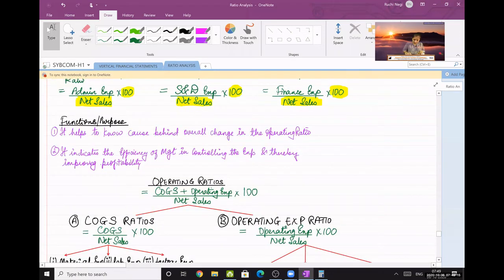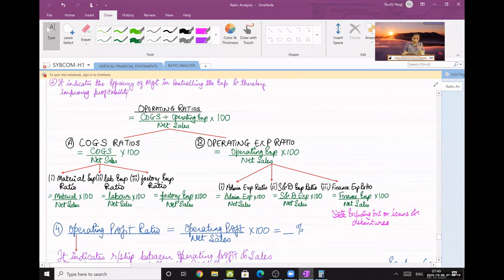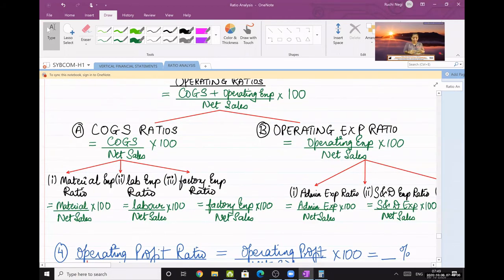In a nutshell, I have made this diagrammatic form so that you understand. Operating ratios is the main heading. In that you have two, COGS ratio and operating expense ratio. To be more specific, when I'm talking about COGS ratio, what is COGS? It comprises material, labor, and expenses. Which expenses? Factory related expenses. So material expense.